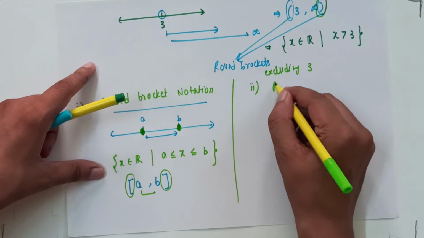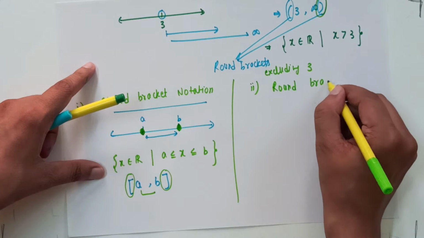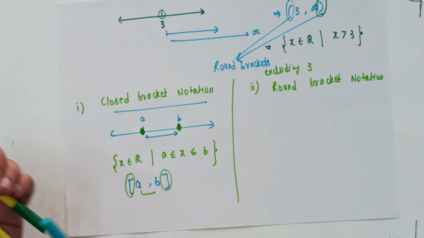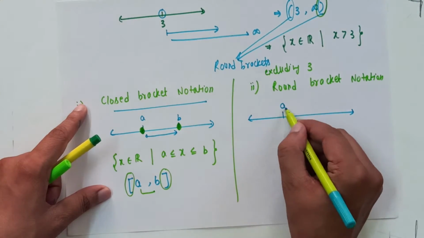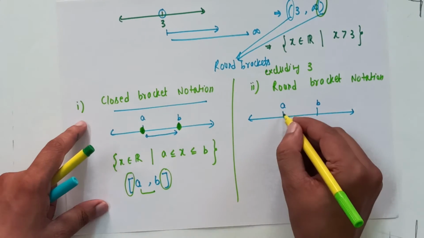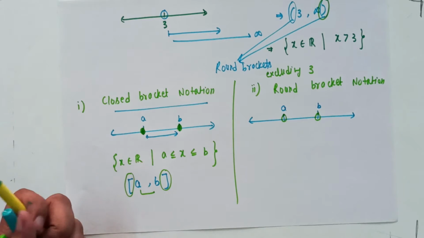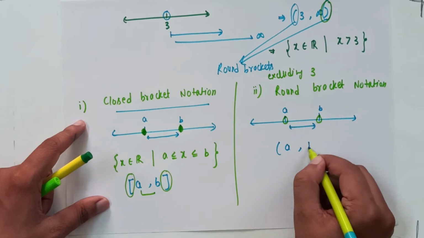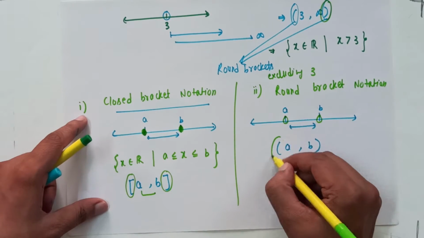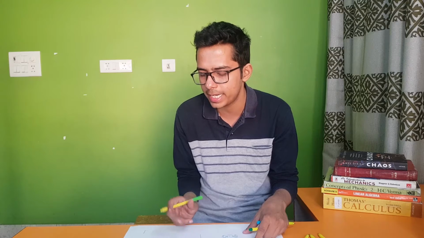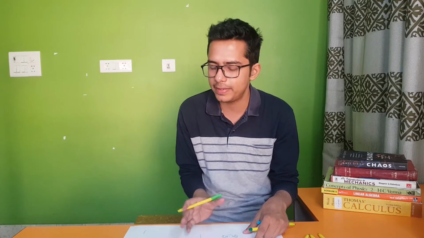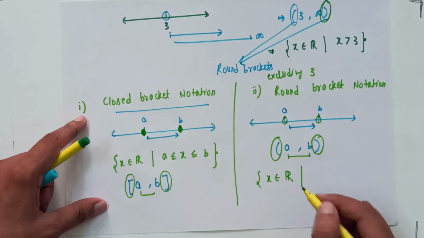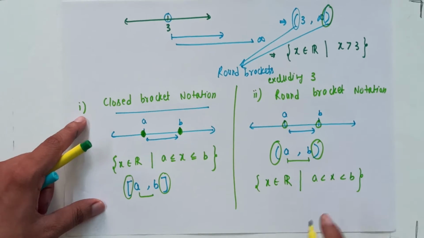Second, we have round bracket notation. Suppose again taking the number line, 2 random points A and B. If I circle them and do not fill the circles, that implies I am taking all the points between A and B excluding A and B, and it is represented as (A, B), where these round brackets indicate that I am taking all the real numbers between A and B excluding A and B. We can write its solution set as x is an element of R such that A is less than x less than B.